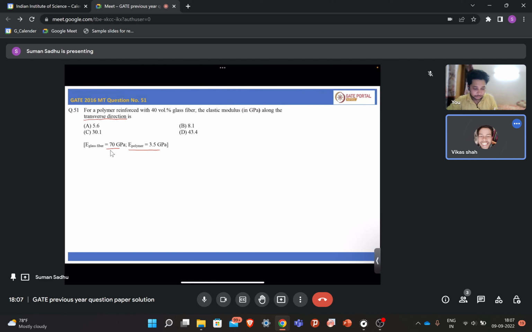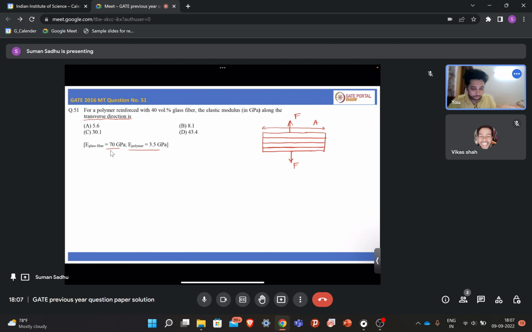Let's say this is the composite, and these are the glass fiber. We have to calculate the modulus in the transverse direction. That means we have to apply load perpendicular to the orientation of the glass fiber. So let's say we are loading it in the transverse direction, and the applied load is F. And let's say the area of this surface is A.